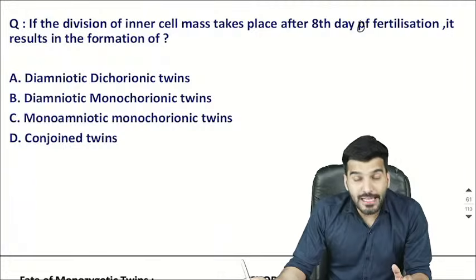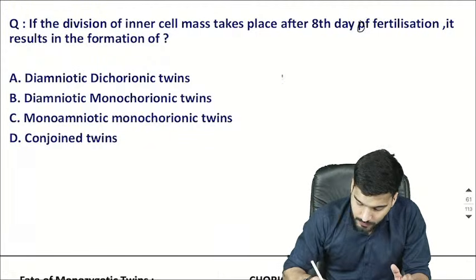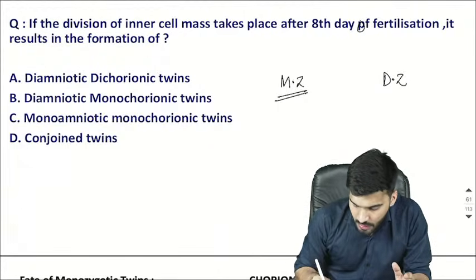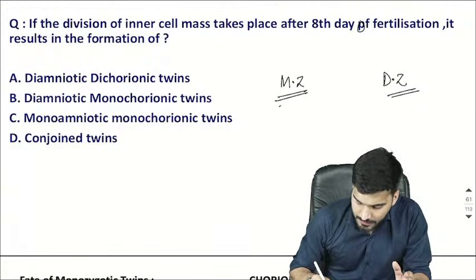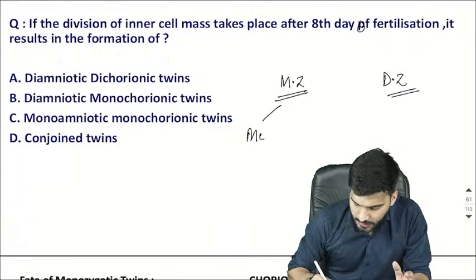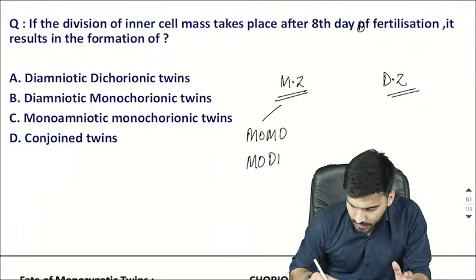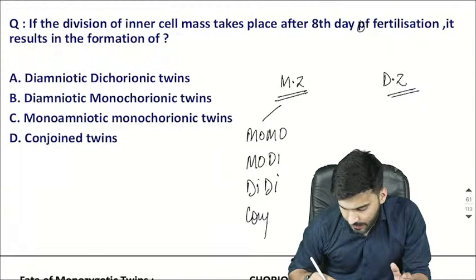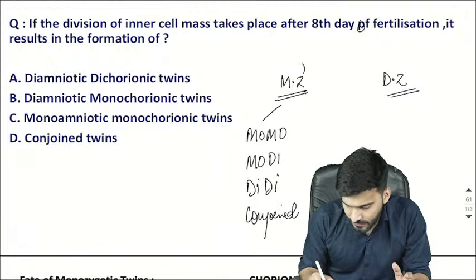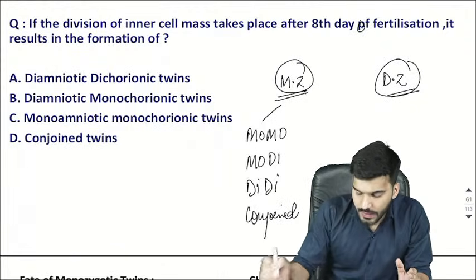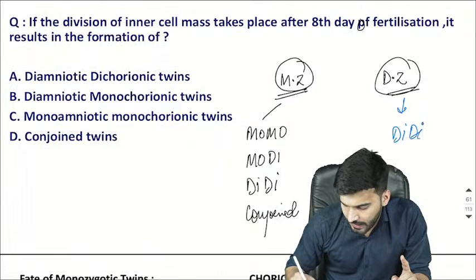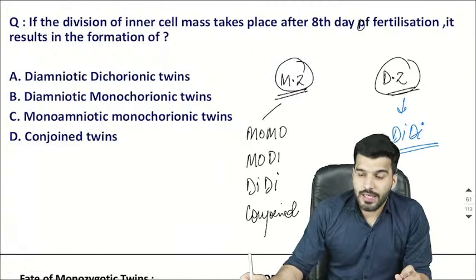While as the fate of the dizygotic twins is, so we have monozygotic twins and dizygotic twins. Monozygotic twins can be monochorionic monoamniotic, monochorionic diamniotic, dichorionic diamniotic, or conjoined twins, right? And in dizygotic twins, there is only one fate, that is going to be dichorionic diamniotic.